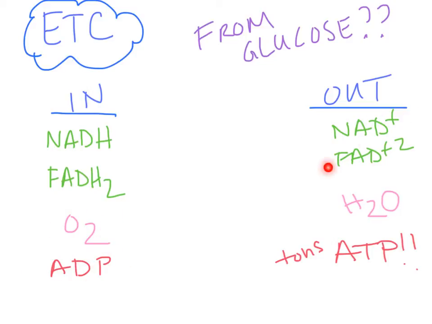What do we get out? We regenerate NAD and FAD plus 2. We make water and a whole ton of ATP.